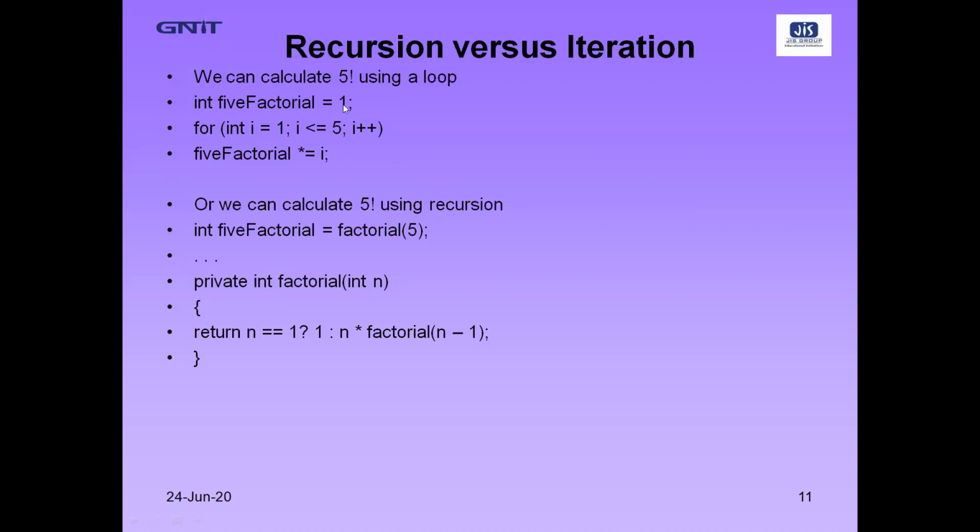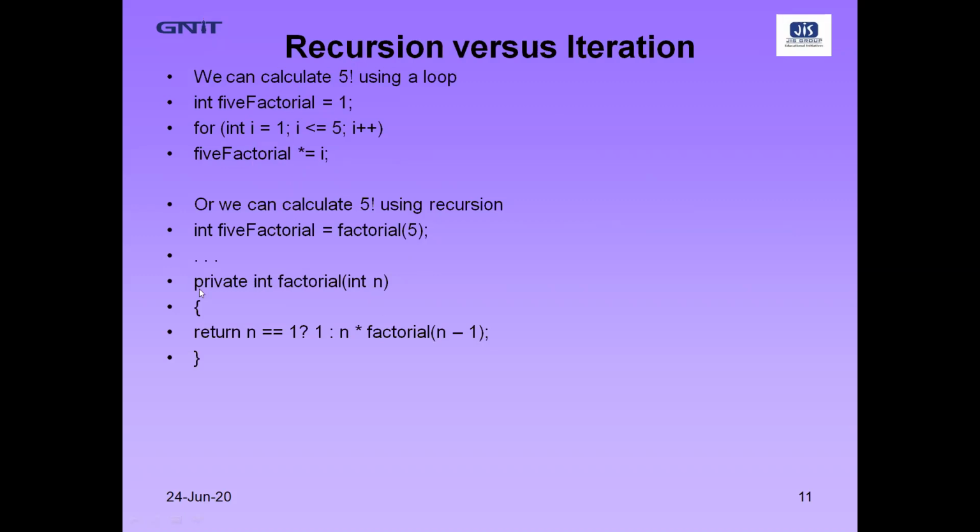So here, when we calculate the factorial of 5 using a loop, that is the iteration part, I declare int fact, 5 factorial, equal to 1. Then here we have to use the for loop, and after that we assign 5 factorial equal to 5 factorial star i, and every time this is multiplied, and finally we get the result value of 5 factorial. But what happens when we implement this using recursion?